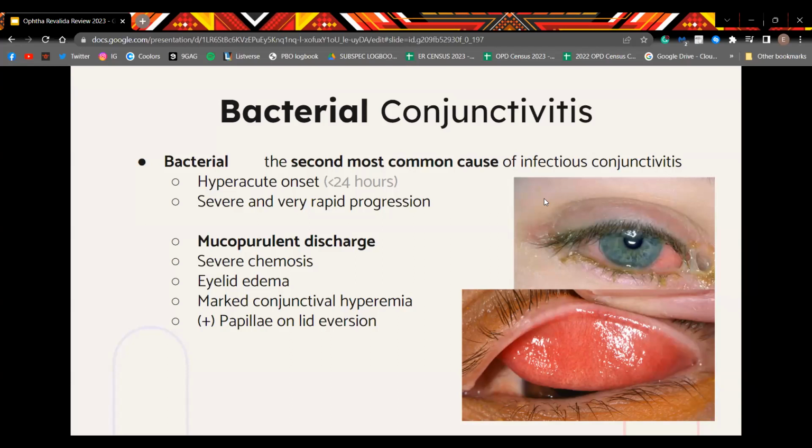So, picture on the lower right shows papillae. Makikita mo talaga na medyo parang rough yung underside ng lid. And makikita mo sa taas yung presence of mucopurulent discharge. If starting off pa lang yung bacterial conjunctivitis, no, it's very difficult to tell it apart from yung viral. Magkamukha kasi sila talaga kapag wala yung pagmumuta, no? So, based nyo na lang dun sa history na nakuha nyo.